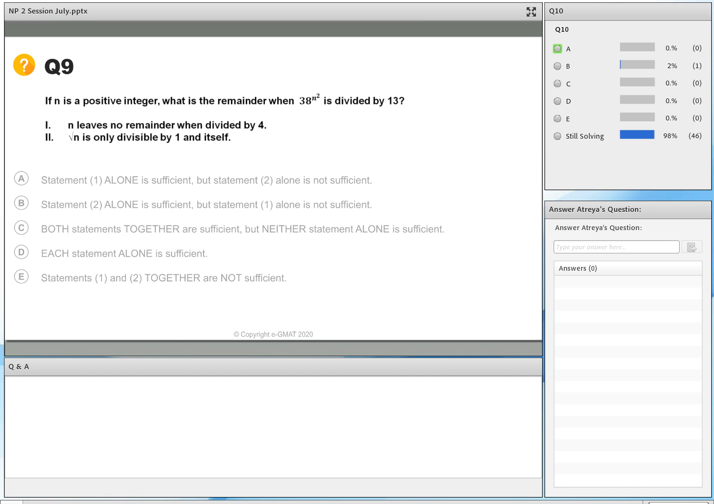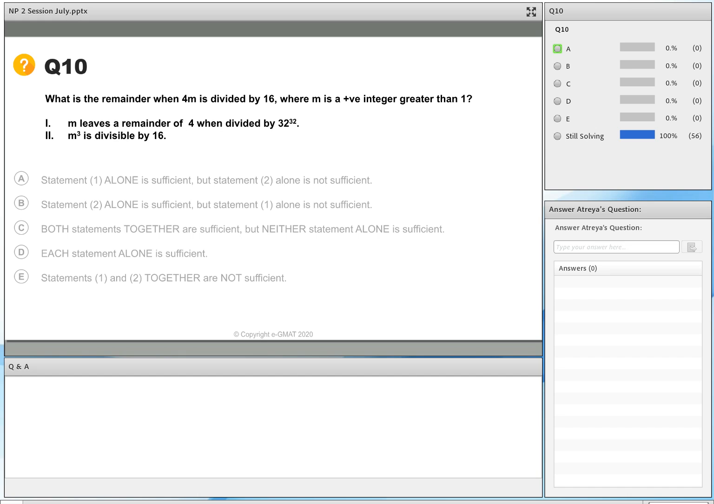I have 46. I need 4 more people to reach 50. 48, 2 more, 49, 50. Perfect. Okay, thank you guys. This is question number 10. All the best for this one.